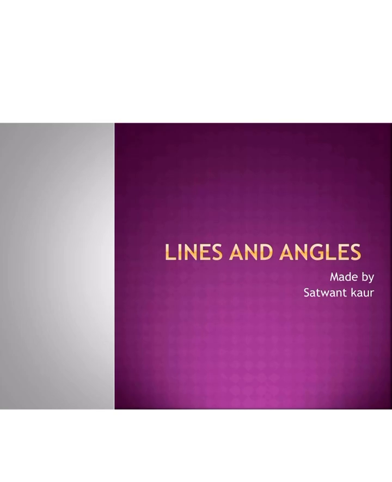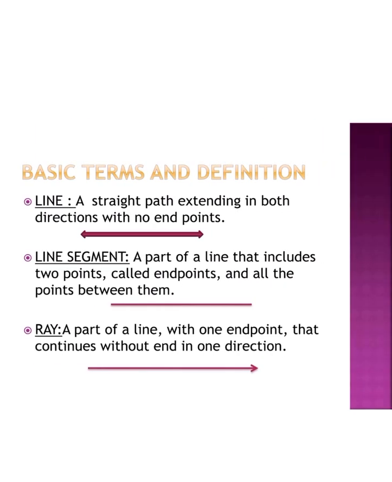Today we are going to discuss the topic lines and angles, class 7 mathematics. Basic terms and definitions. Line: a straight path extending in both directions with no end point is called a line. Line segment: a part of a line that includes two points called endpoints, and the points between them, is called a line segment. A ray: a part of a line with one endpoint that continues without end in one direction.